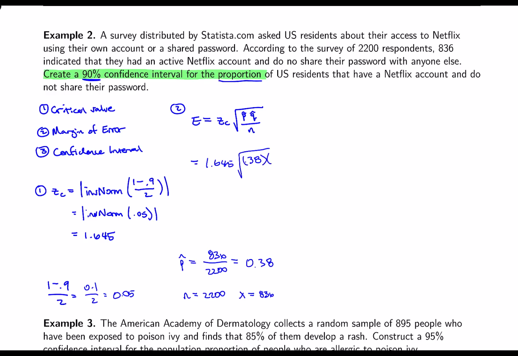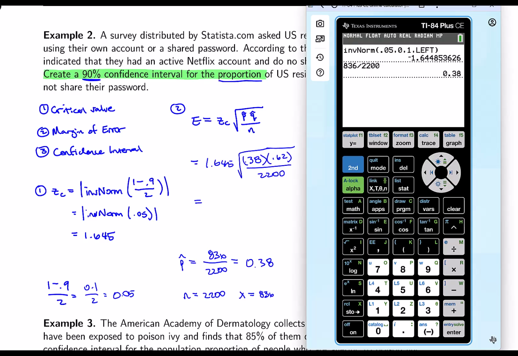Okay, q hat then is the complement of p hat. So the complement of 0.38 is going to be 0.62. And then we divide that by 2,200, and that is our sample size, of course. All right, so all of this goes into the calculator. So 1.645 times the square root of 0.38 times 0.62 divided by 2,200, and that's 0.017.